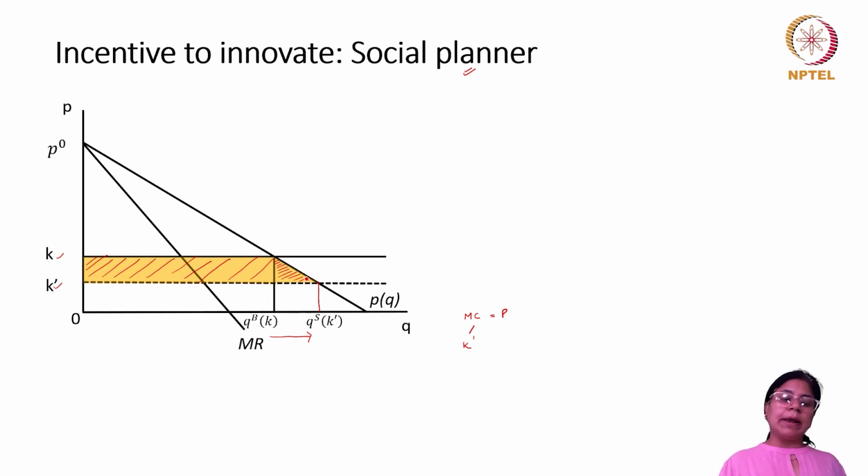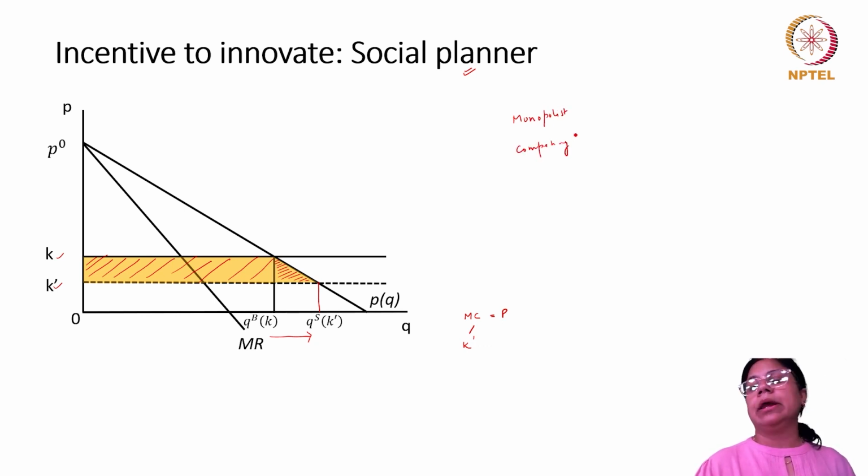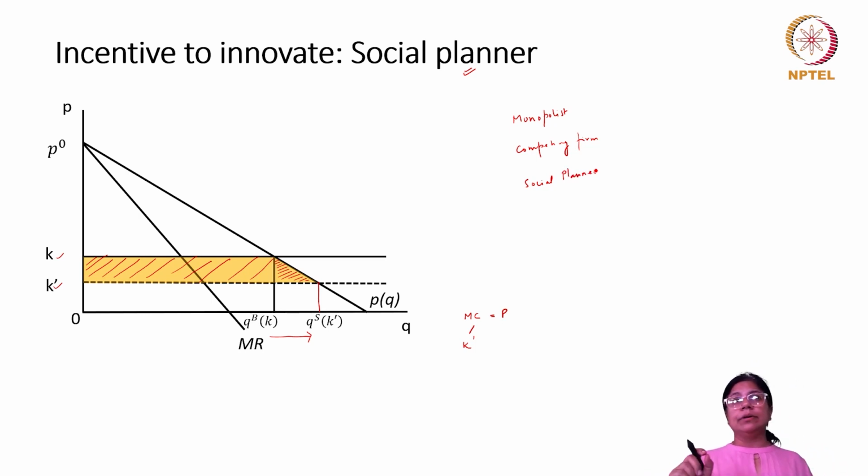So from a social planner's point of view, clearly the gains are much larger, and this is an additional gain. See, earlier we compared a monopolist, a competing firm in a perfect competition, and then a social planner. So what are the reasons for the changes? What are the reasons for the diversion in the result which we are getting?